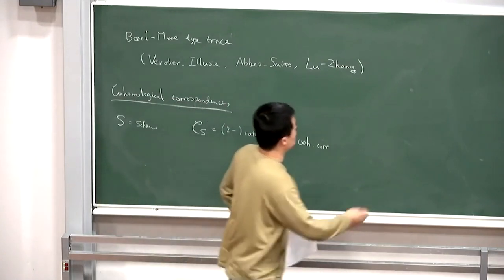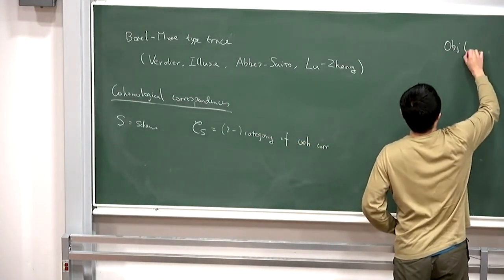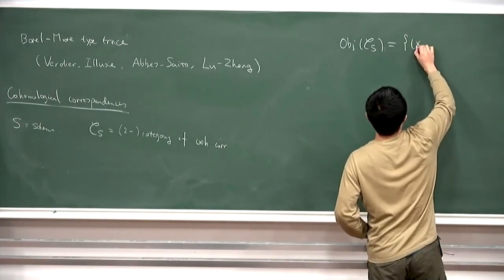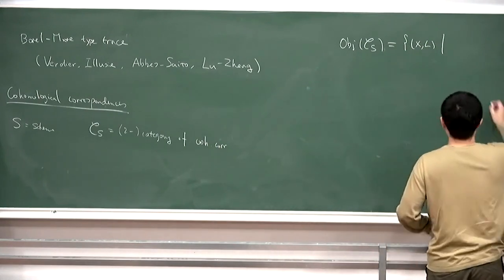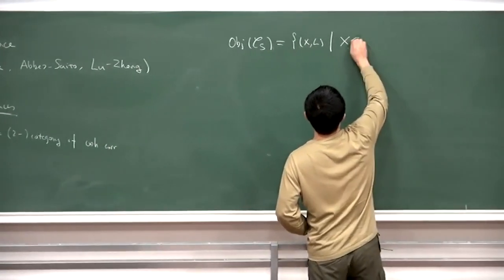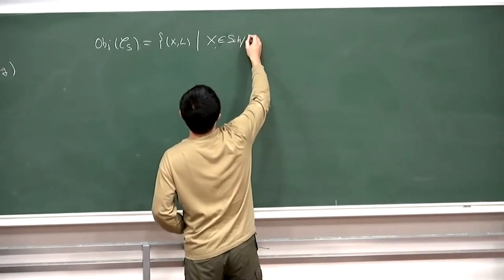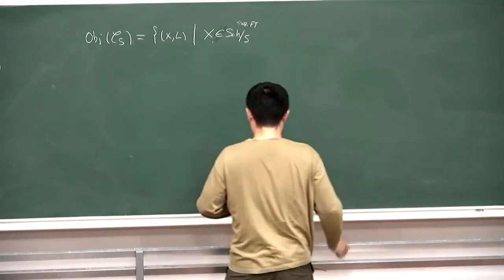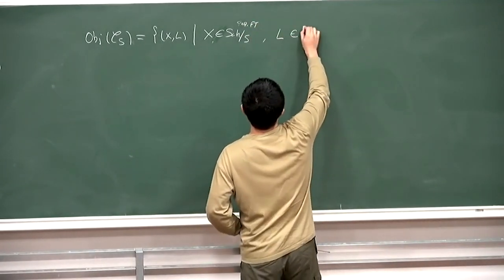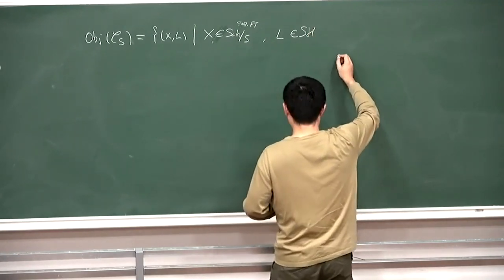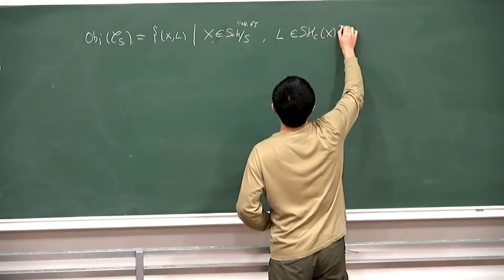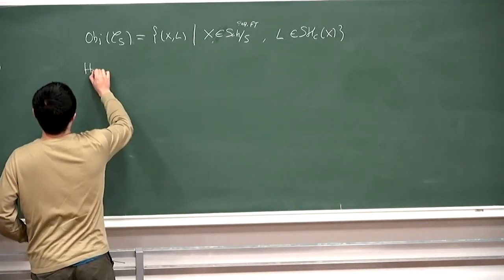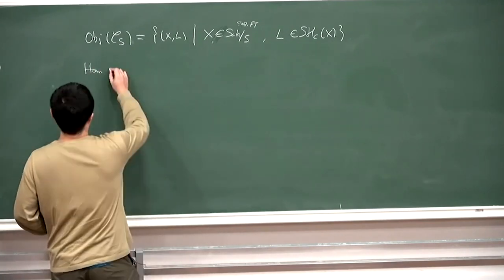So its objects are pairs (X, L) where X is a scheme over S, separated of finite type, and L is a constructible motivic sheaf on X. And we define the Hom groups to be something like this.